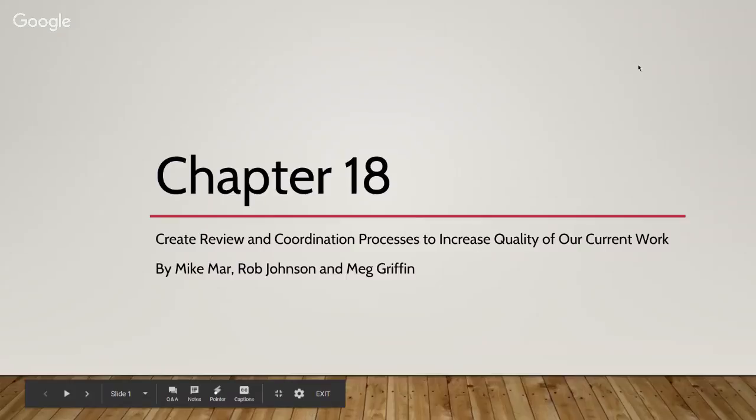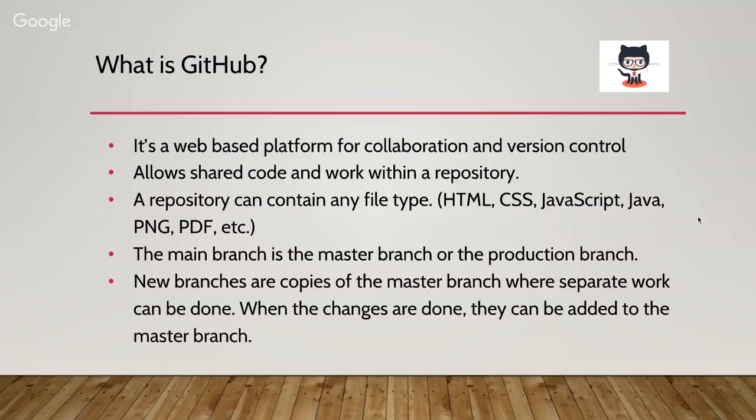The main point of this is to create review and coordination processes to increase quality of our current work. First thing we want to talk about is what is GitHub? GitHub is a platform that is used for collaboration and version control, usually with code. However, it can contain any kind of file, such as HTML, CSS, JavaScript, PNGs, PDFs, etc.